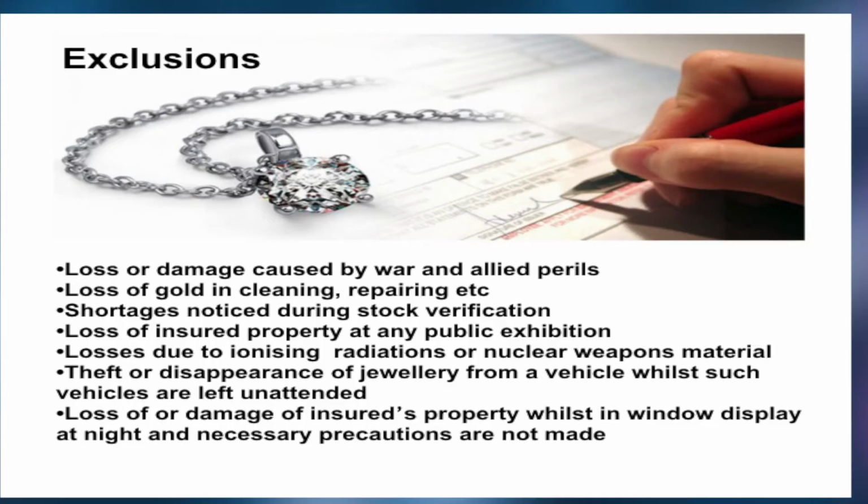The policy does not cover certain losses, which include loss or damage caused by war and allied perils, loss of gold in cleaning, repairing, etc., shortages noticed during stock verification, loss of insured property at any public exhibition, losses due to ionizing radiation or nuclear weapons material, theft or disappearance of jewellery from a vehicle while such vehicles are left unattended, loss of or damage of insured's property while in window display at night and necessary precautions are not made.